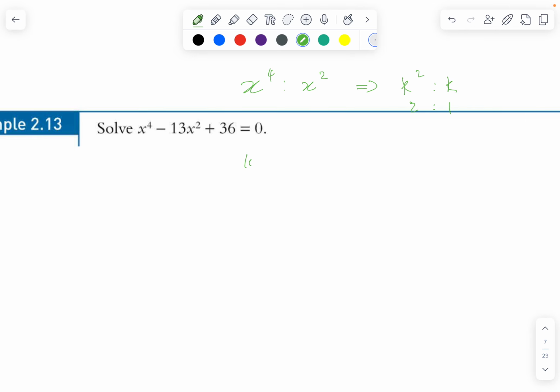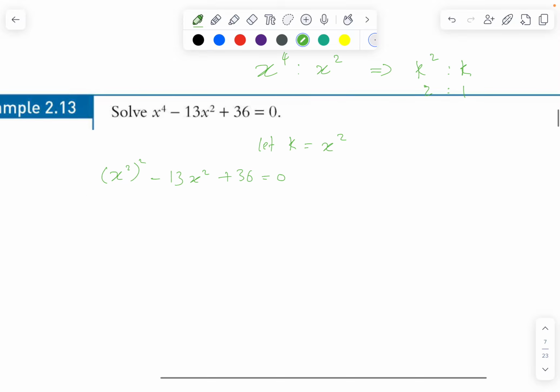Now you let k be the lowest exponent, which is x to the power of 2. Now you say, okay, x to the power of 4 minus 13 x to the power of 2 plus 36 equates to 0. Now you say let k be x to the power of 2, so x squared equates to k. k squared minus 13k plus 36 equates to 0.